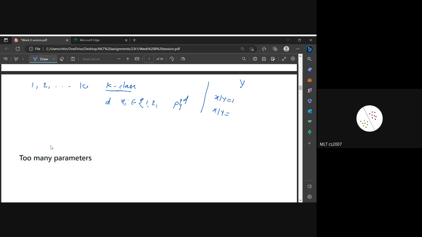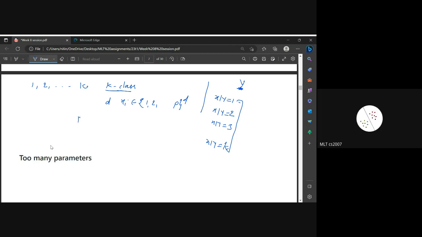Yeah, thank you. So you have k classes 1 to k. And so how many distributions you have to find? Distribution of y you need to find. And the distribution of x given y equal to 1, x given y equal to 2, x given y equal to 3, up to x given y equal to k. So all these distributions you need to find. So let's go step by step. For the distribution of y, how many parameters you need to estimate? How many values does it take? K minus 1.